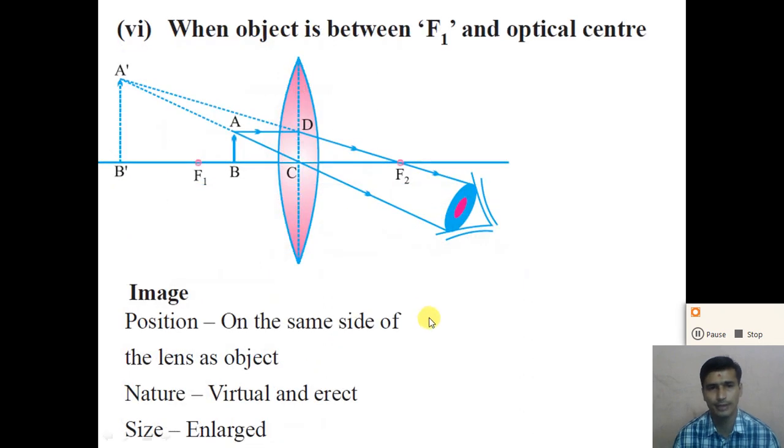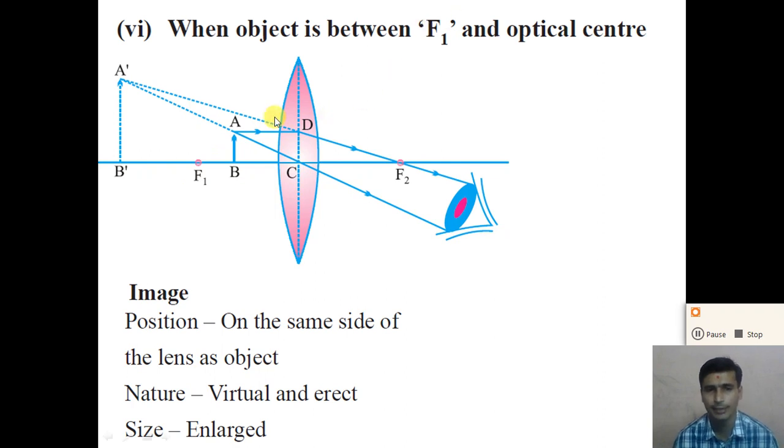So now next, and last, case of the image formed by the convex lens. When the object is between the principal focus and the optical center O, this one is the optical center O. When the object is placed between the principal focus F and the optical center O, the image will be produced on the same side as the object.